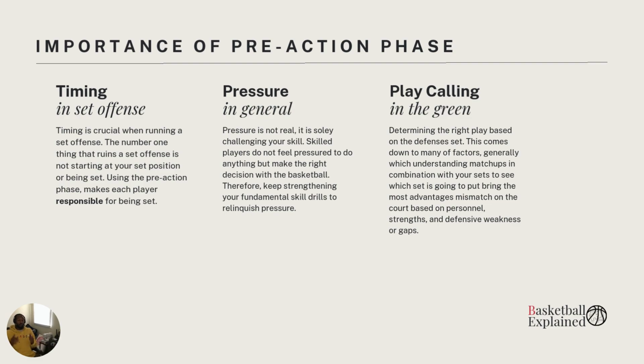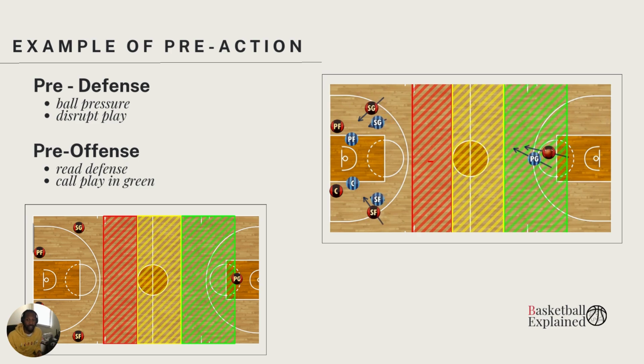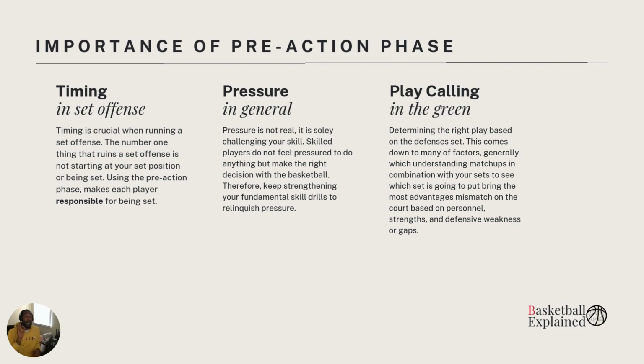And one thing you can do to assist with timing is calling the play in the green. This is what you're going to see in the green area. You call the play in that area. Now your team has time to set up. A lot of times, one of the biggest problems with taking advantage of set offense is the players are not set.